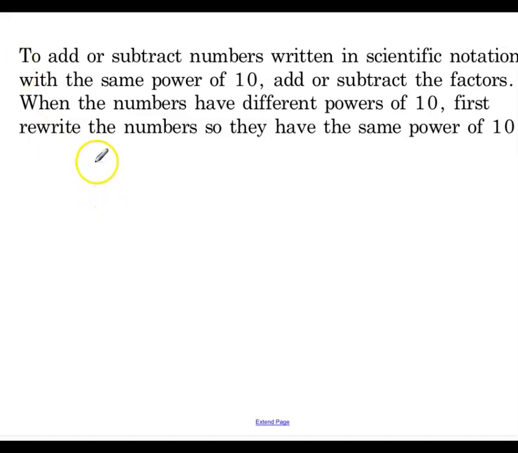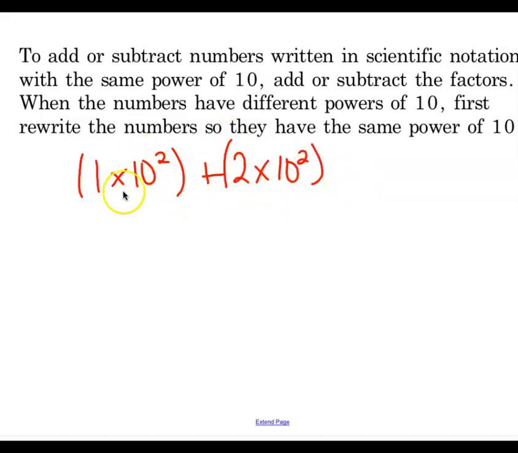So for example, if I had 1 times 10 to the second plus 2 times 10 to the second, I could just add the factors, add 1 and 2, and I would get 3 times 10 to the second. However, if they don't have the same power, you have to make them have the same power first. So let me show you a quick example of what I mean.